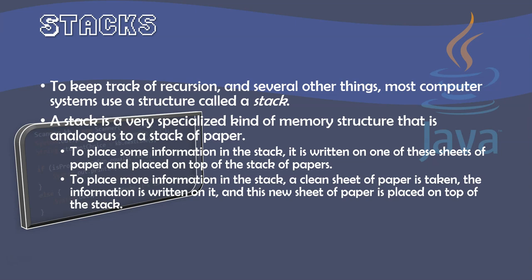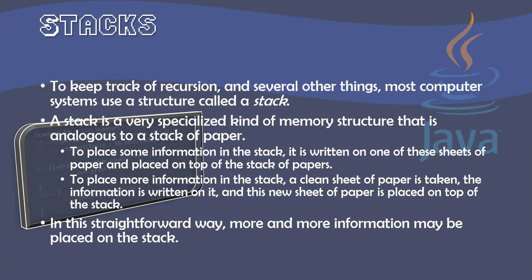So to place more information on the stack, a clean sheet of paper is taken, information is written on it, and then the new sheet is placed on top of the stack, and so on and so forth as we move through it. So it's a pretty straightforward way of thinking about how information may be placed in a stack. And we're going to use this analogy as we explore what exactly a stack is.